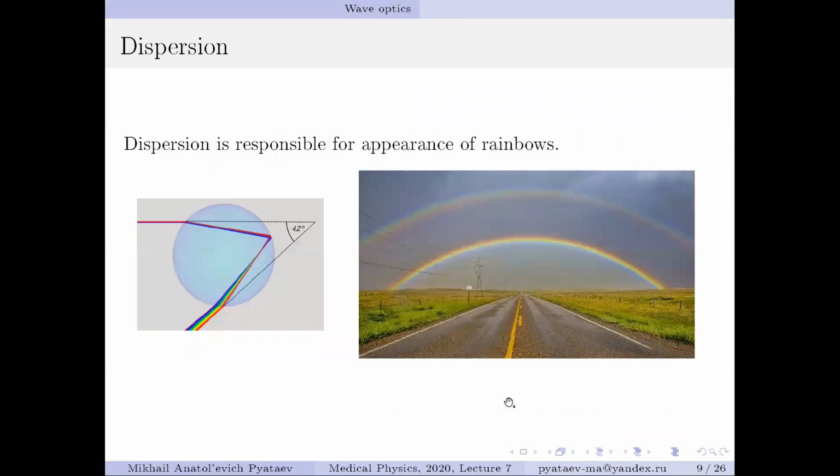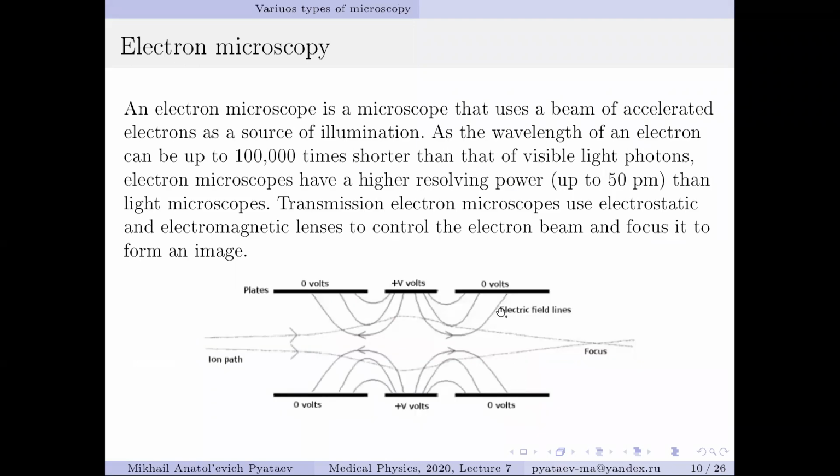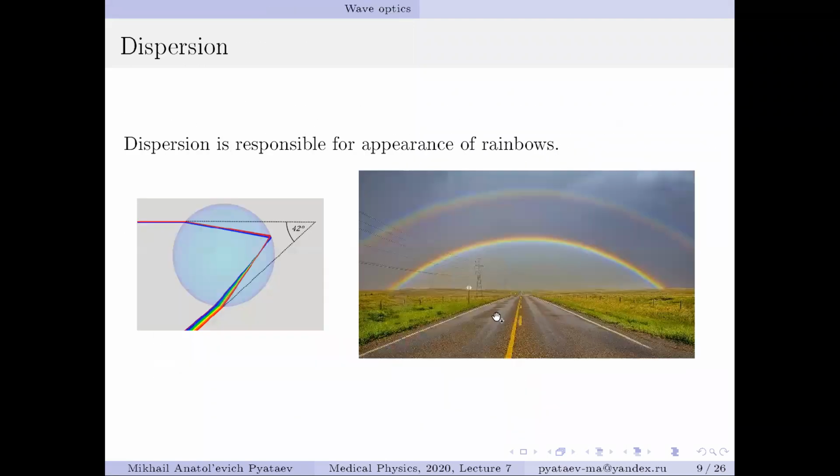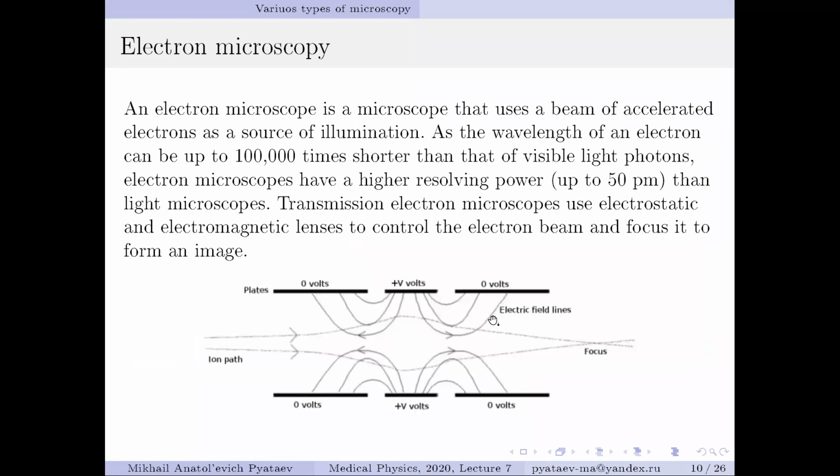Well, let us omit the dispersion phenomenon. Let us discuss how we can increase the resolution. One of the ways is to use electron beam instead of light beam. Electrons are particles, and they also exhibit their wave phenomena, but the wavelength of electrons depends on their energy and can be made very small.